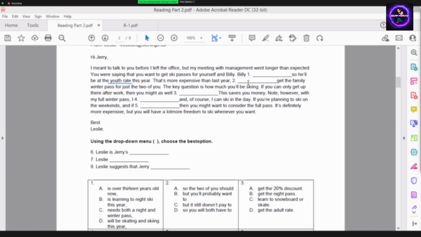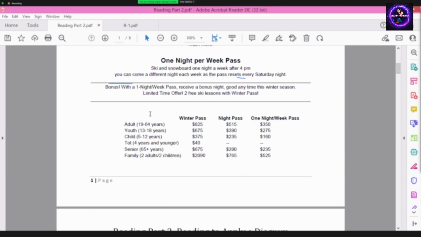You have to see these keywords. They are keywords that tell you where to look for the information. So Billy, so he will be. This is a very important keyword which tells us where to look. We have to look for rate, which means price, and age-related price has been given in the chart when we studied this diagram. Yeah. So here we can see that youth and the rates of different passes are given. This is the appropriate area where we can find the answer.